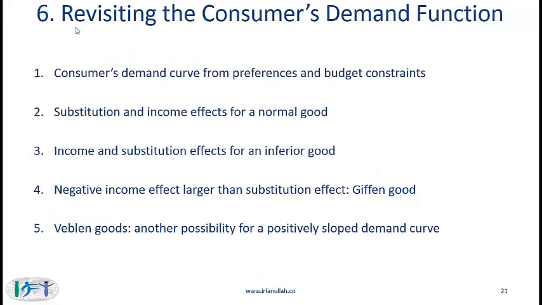Section 6, revisiting the consumer's demand function. Here we will look at the consumer's demand function and how it is derived based on preferences and budget constraints. We look at the substitution and income effect for a normal good, the income and substitution effect for an inferior good, and then we look at Giffen goods and Veblen goods.